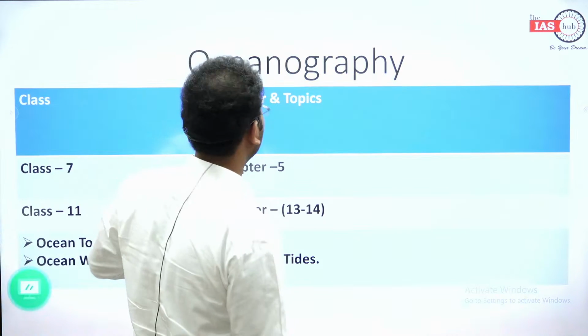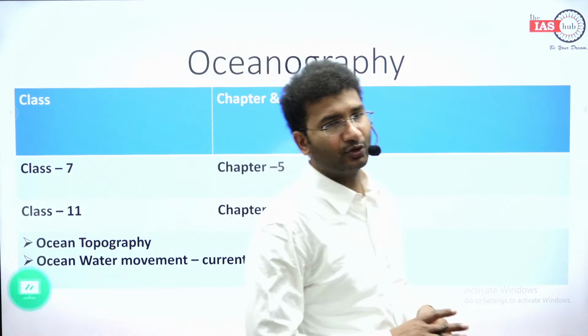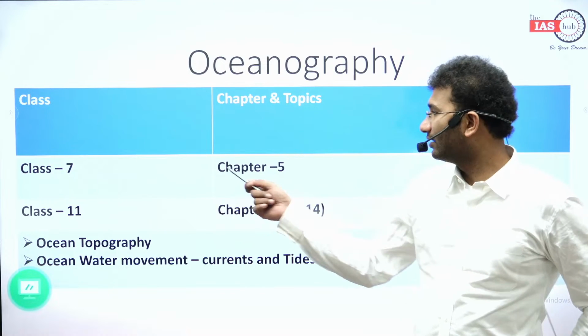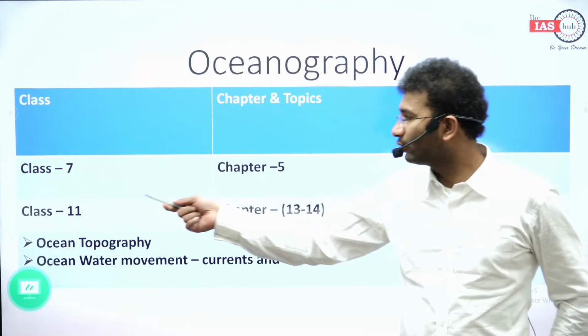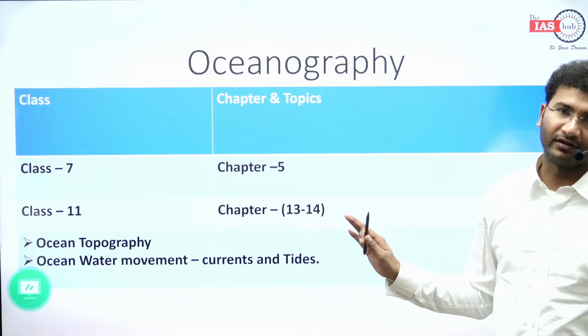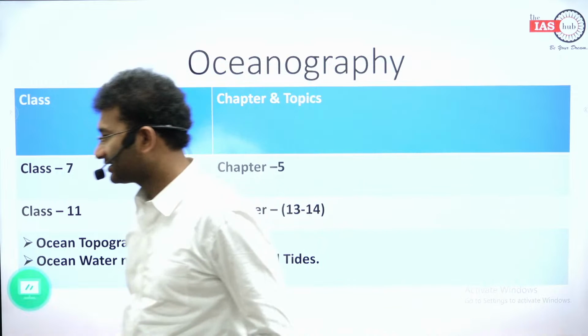Now coming back to our next topic, which is oceanography. Again, what chapters to be read from the oceanography? It is class 7 chapter 5. Go read class 11 chapter 13 and 14. That's it. This is what oceanography talks about, and it is the easiest chapter.